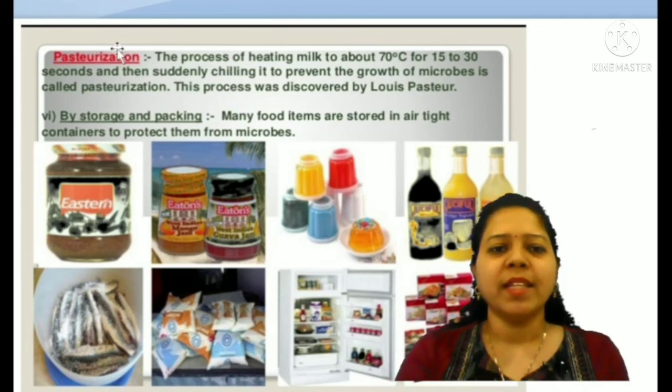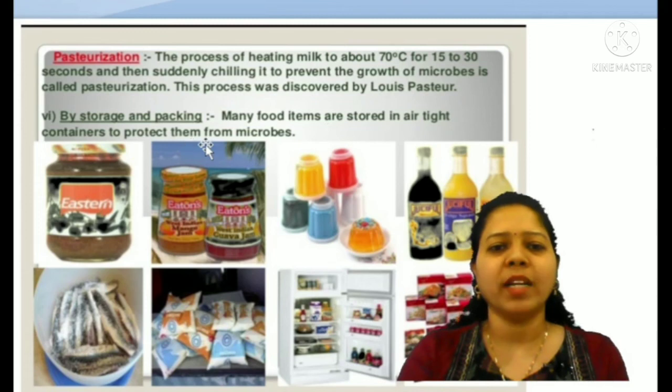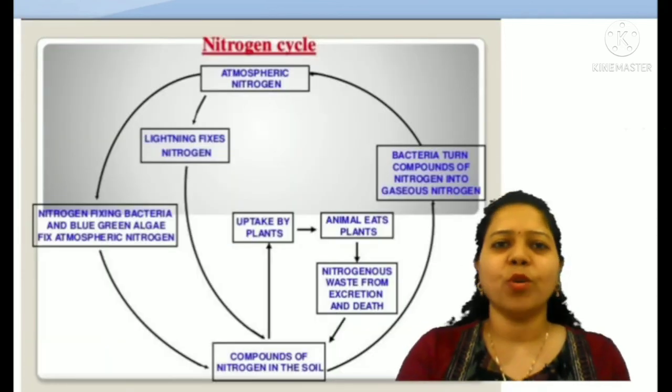Next we are going to see storage and packing. Many food items are stored in airtight containers to protect them from microorganisms. Next we are going to see the nitrogen cycle. How does the nitrogen cycle in the environment work?